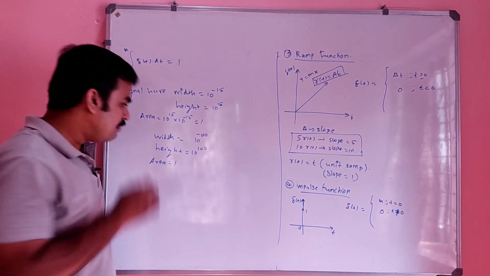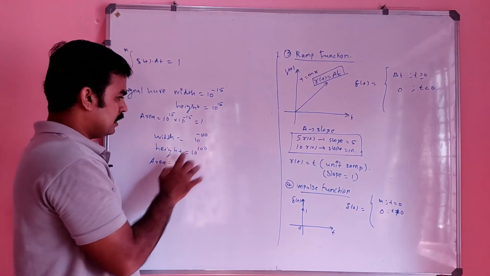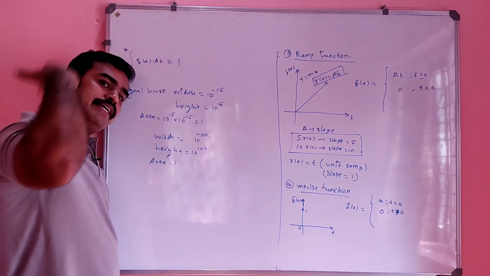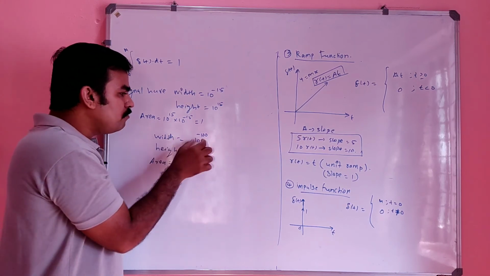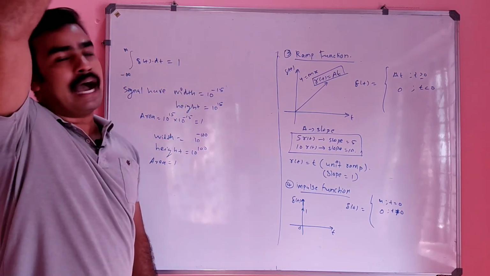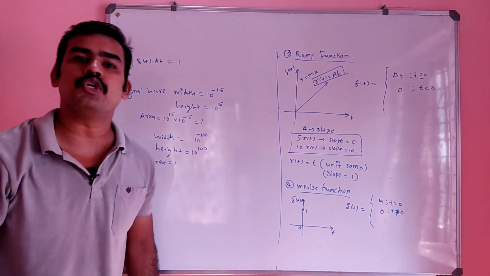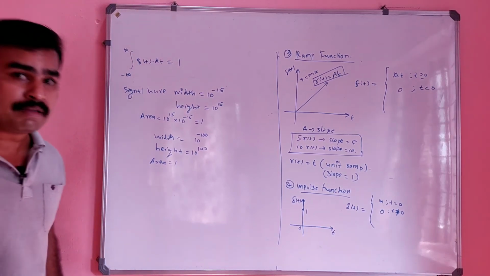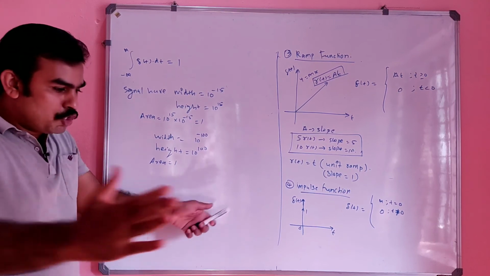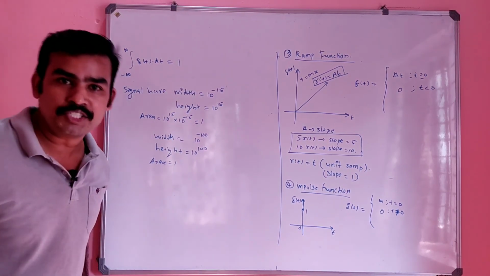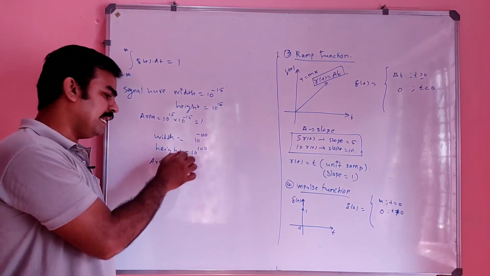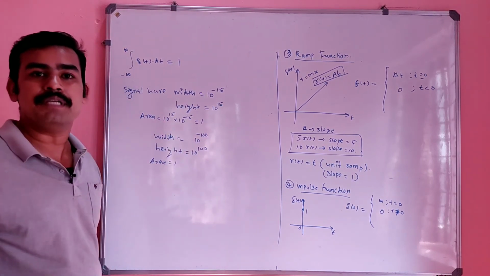So if you have a height equal to 10 raised to 100, nearly up to infinity, correspondingly the width will be 10 raised to minus 100. That means a small width, high height spike is considered to be the impulse function. A short width, high height function is considered to be the impulse function. Then the area will be equal to 1.